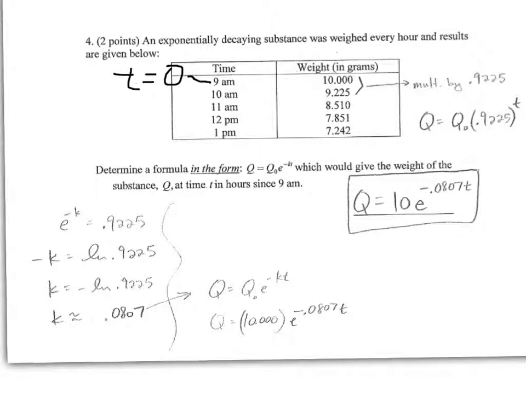So q is equal to 10 times e raised to the negative 0.0807t. A couple of you set this up in a similar fashion, and it works just as well. Some of you decided to simply use something like this, where you would say, let's let q equal 10 e raised to the negative k times t. Well, t of course is 0 when we start.